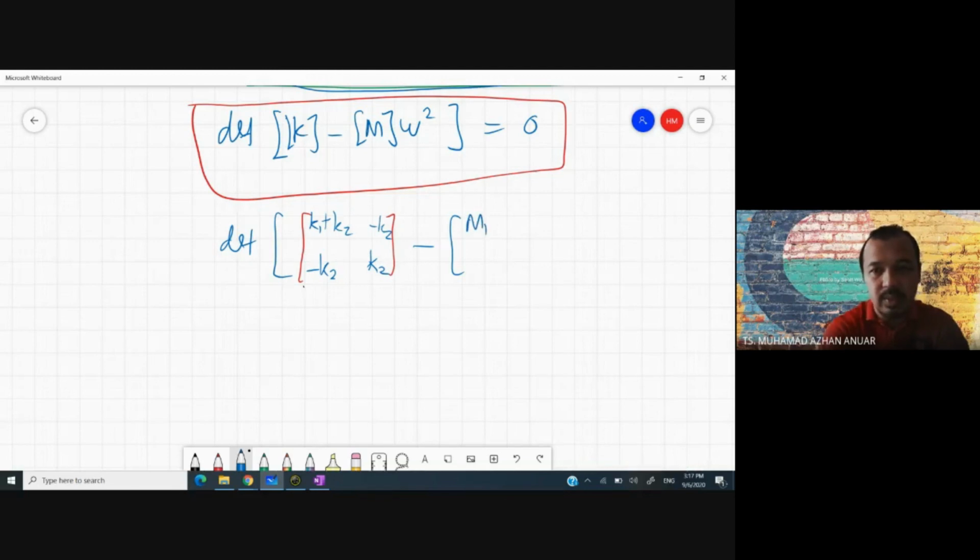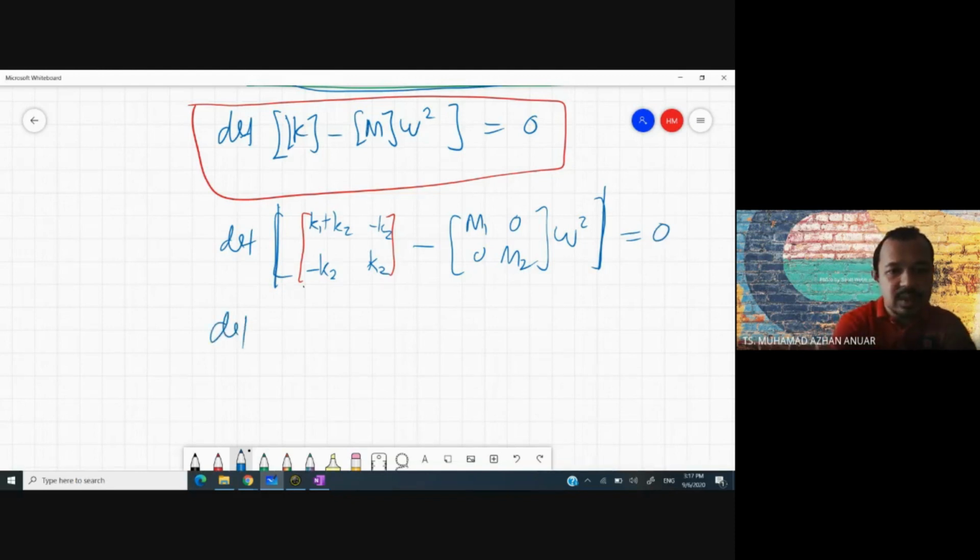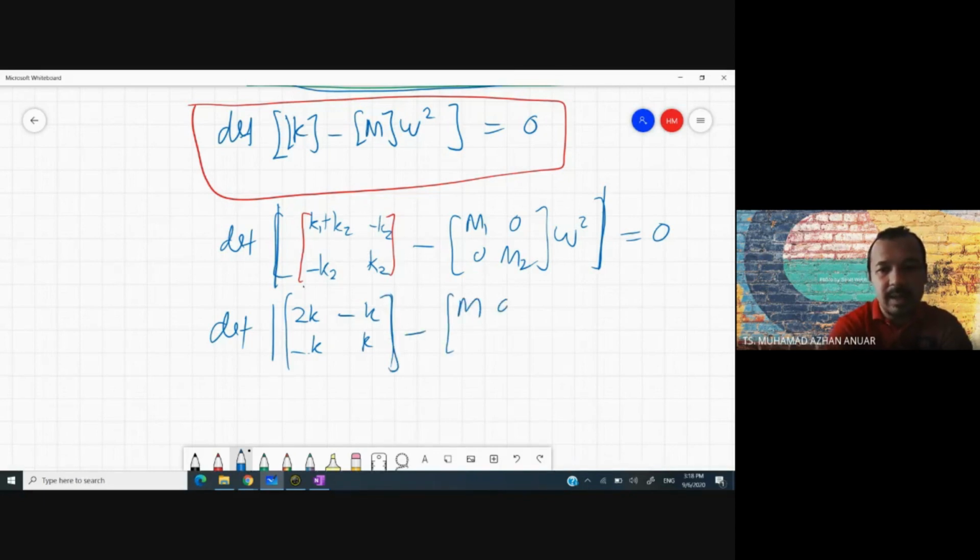So earlier we have M1, 0, 0, M2 multiplied by omega square. So since this is determinant, we should use a straight line there. Then this is equal to 0. Okay, substitute the assumption that we used before this. So you have 2K, minus K, minus K, okay, minus M, 0, 0 multiplied by omega square. That is your matrix now.